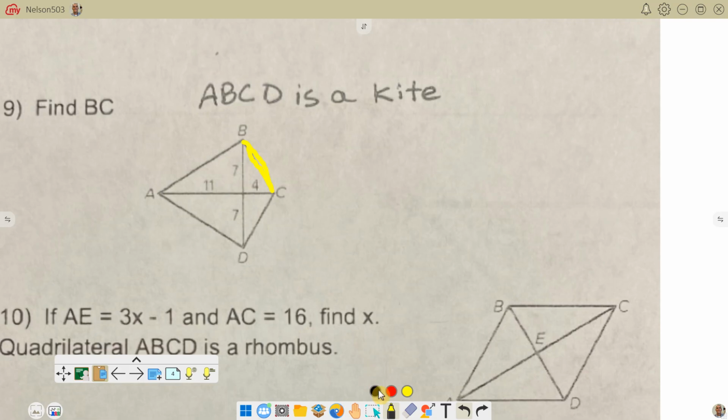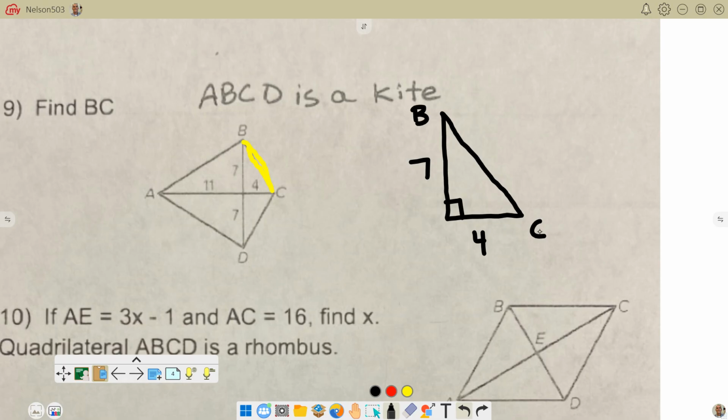So, I always like just focusing on what I care about because some things just need to be ignored. There's a 4 here, there's a 7 there, we got a right triangle. If you start looking at the whole thing, it kind of gets intimidating. Like, what do I do with the 11? Don't do anything with the 11, just ignore it. And we're looking for BC, right? So that's this side right over here.